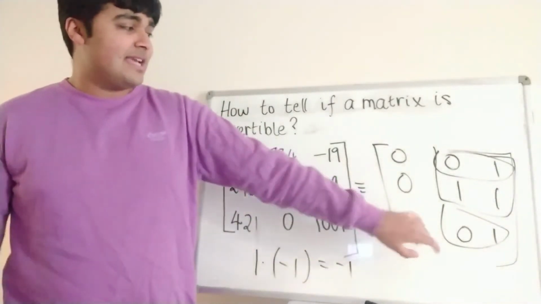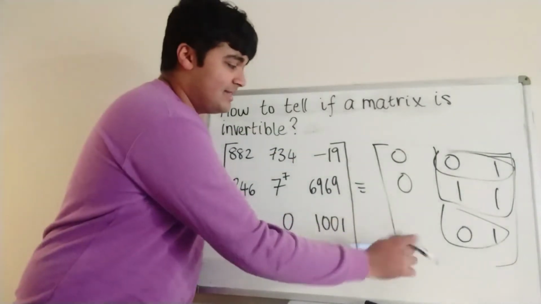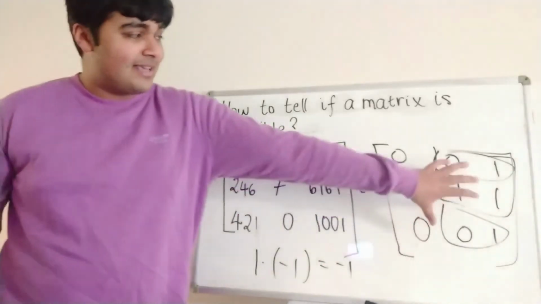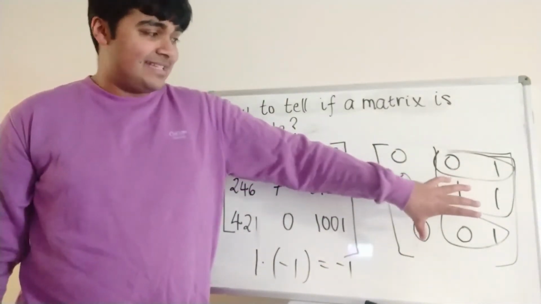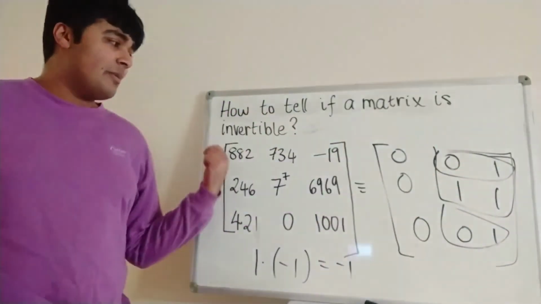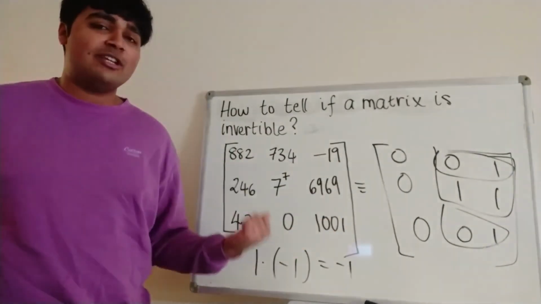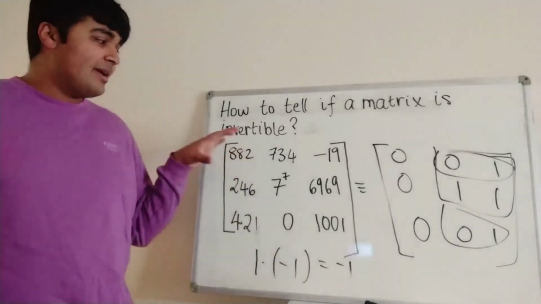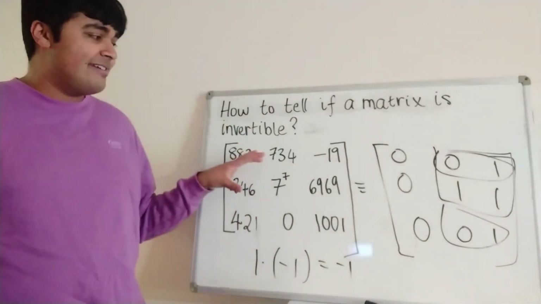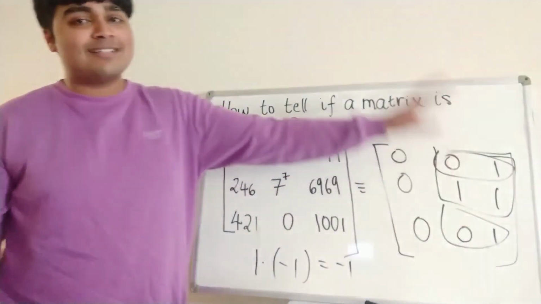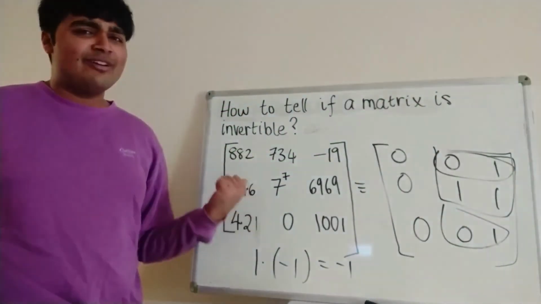If we changed this entry here to a 0, so this guy here has determinant 0, so this matrix here is not invertible. However, when we bring it back up to the natural numbers, this matrix here could potentially be invertible. So the only way that we can know for sure if this guy here is invertible is if this guy here is invertible. If this guy here is not invertible, that doesn't necessarily mean this guy here is not invertible.